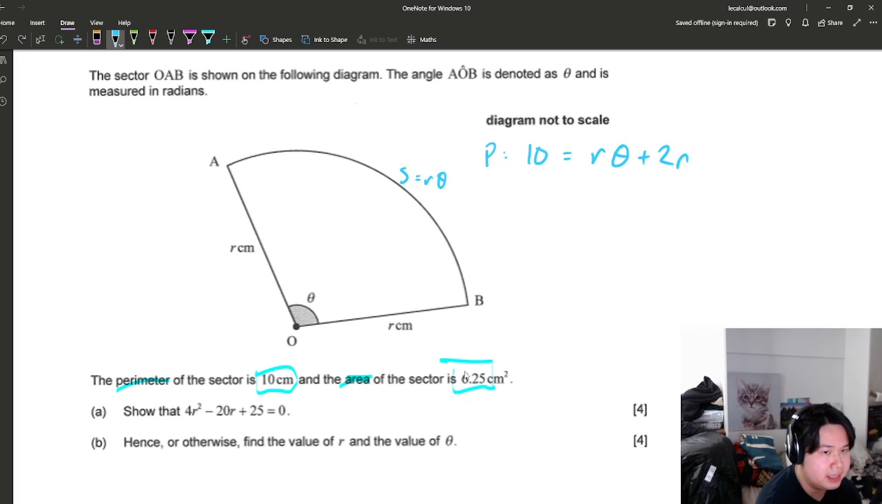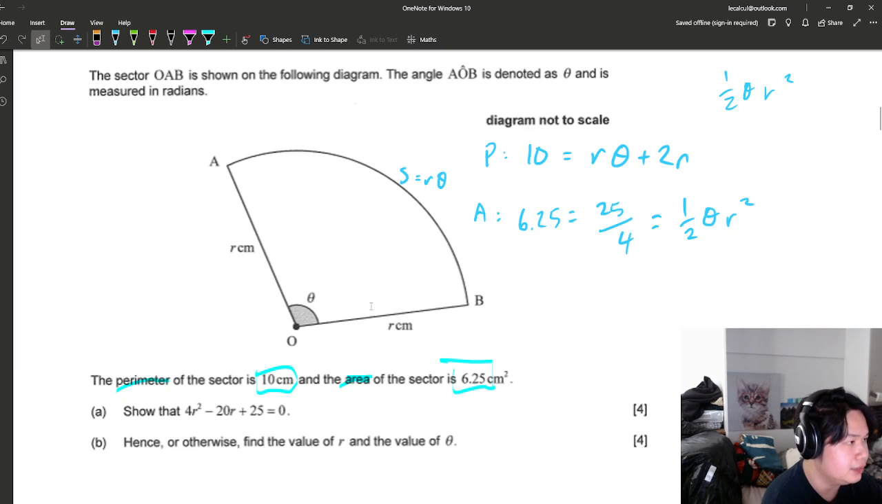Okay, and then my area, I know is 6.25. Sure. This is really awkward. They usually don't give you decimals. I'm going to change this to a fraction. It's 0.25, so that's out of 4. 6 times 4 is 24. Okay, so this is 25 over 4. And then sector area is 1/2 theta r squared. So I'm going to say that this is 1/2 theta r squared. Unfortunately, we don't know any. We just got to call it r and theta.